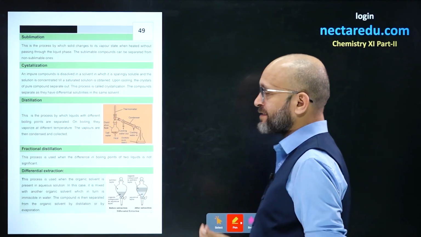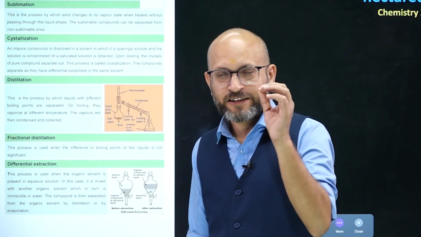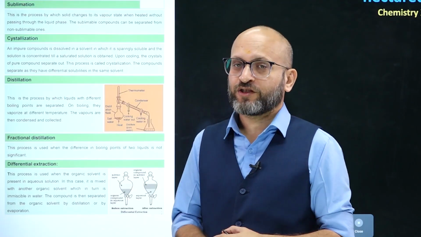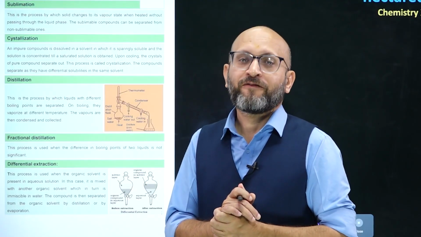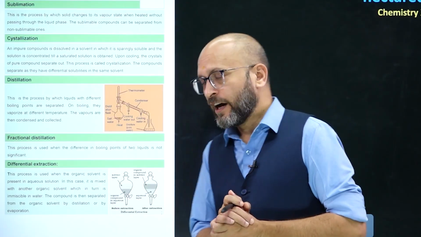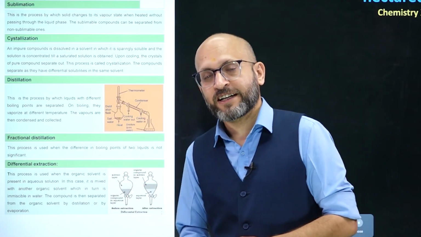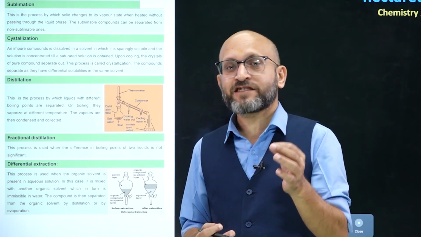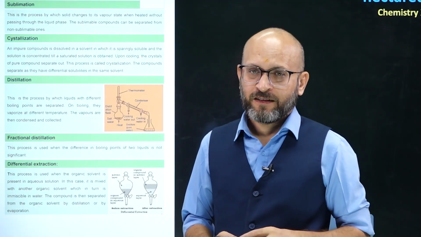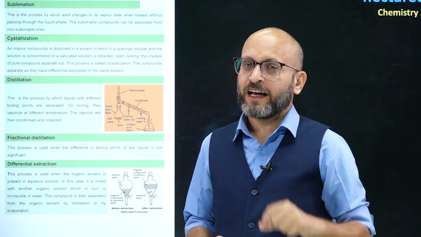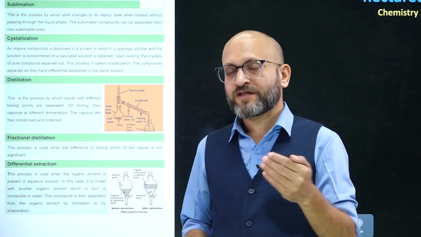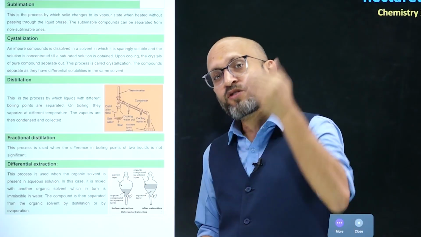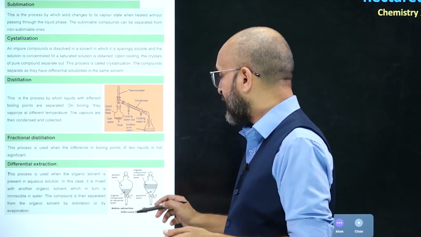When the difference in boiling points is very small, then we use a fractionating column for distillation, and such distillation is known as fractional distillation. And now coming to the next method, differential extraction. It is used when an organic substance is dissolved in an aqueous solvent. When the organic substance is present in an aqueous solution, we add an organic solvent. The organic substance, being more soluble in the organic solvent, separates out.